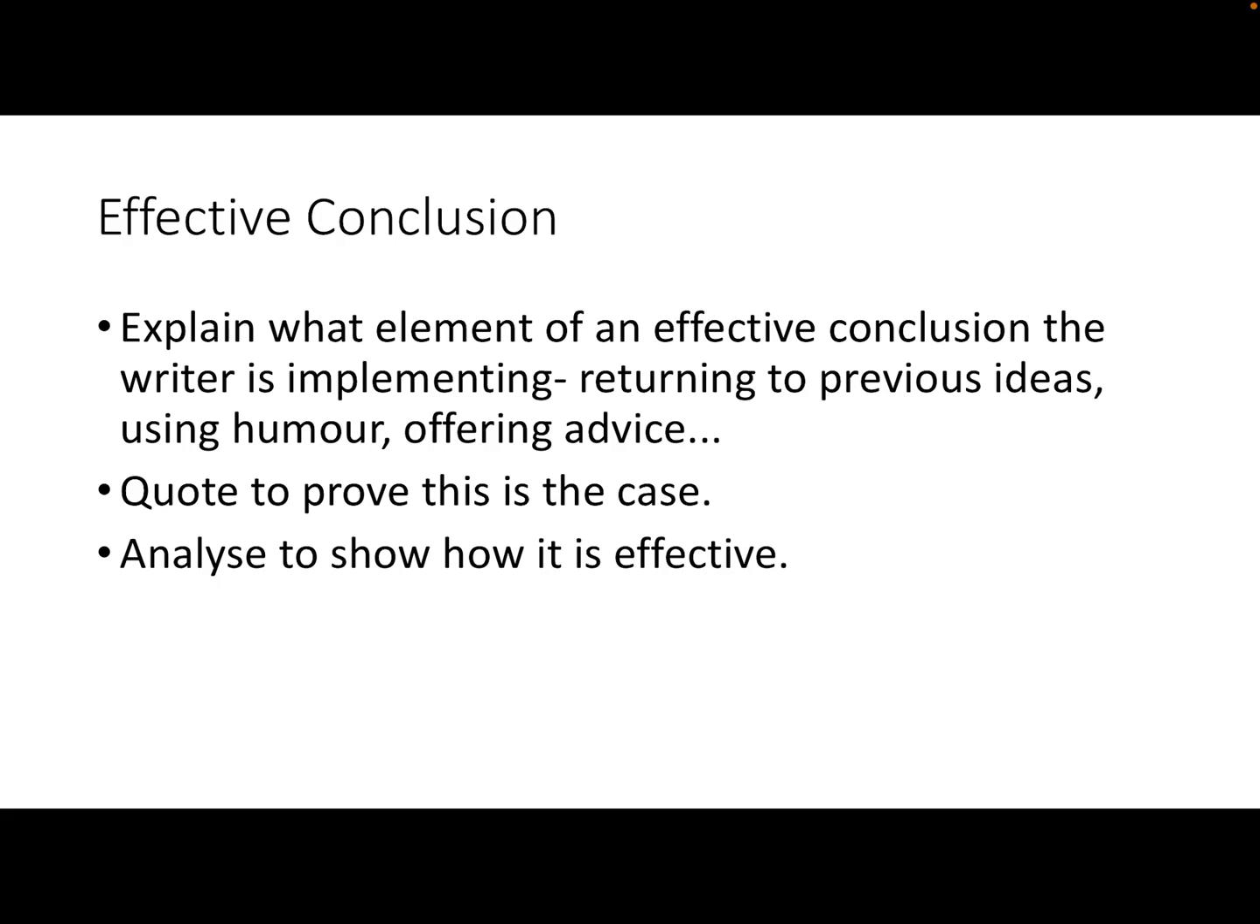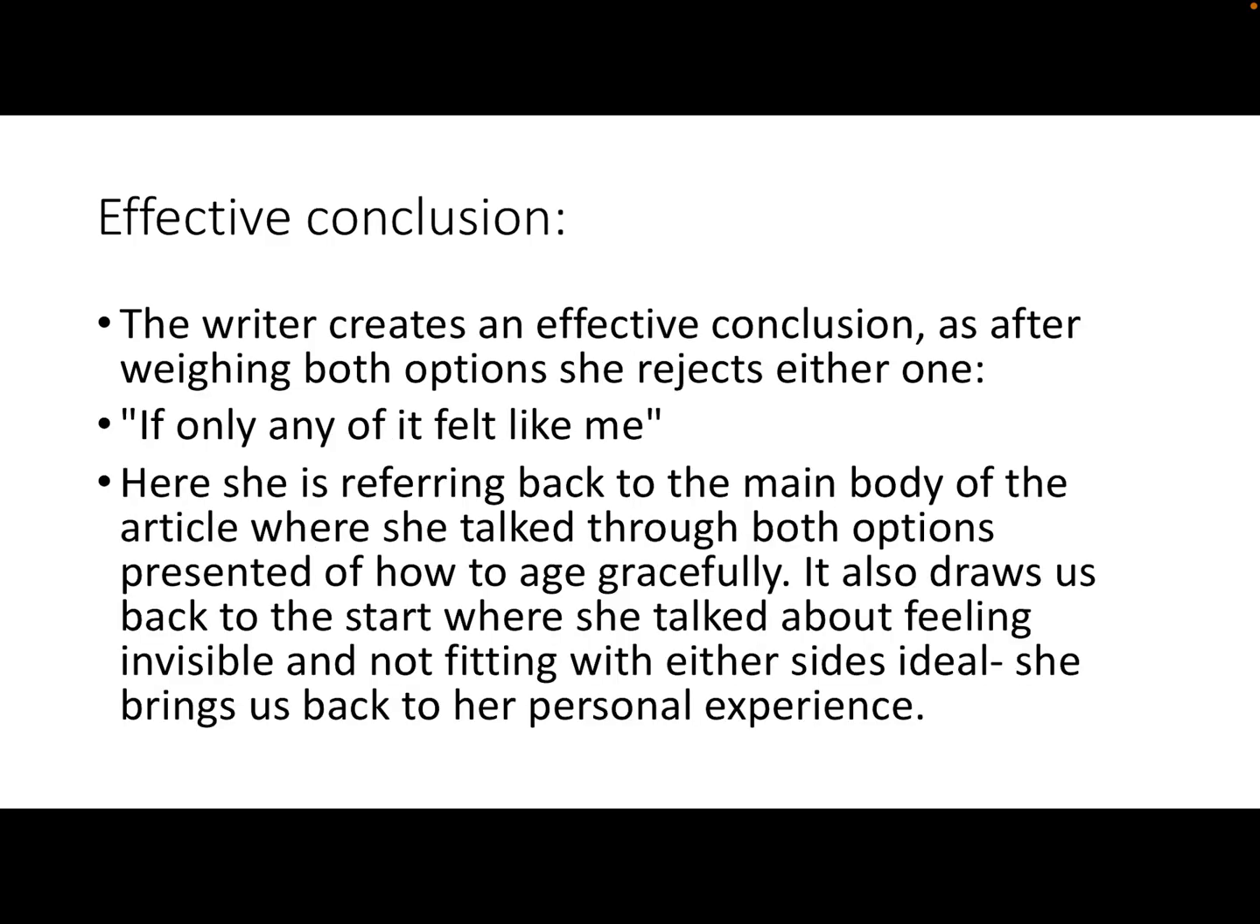So to answer an effective conclusion question, you have to explain what element of the effective conclusion the writer is using. What are they implementing? Quote to prove that it's the case, find it in there, and then analyze to show how it is effective. So again, this is a little bit like one of those hybrid questions. It's half in your own words, because in your own words, what are they doing to make their conclusion effective? And then quote and analyze. Use that analysis skill to prove that that is the case.